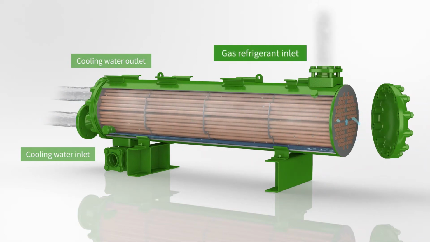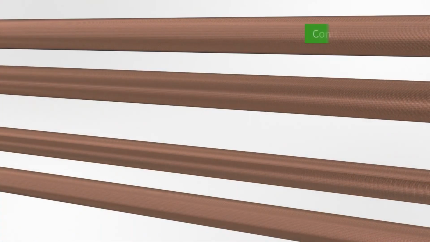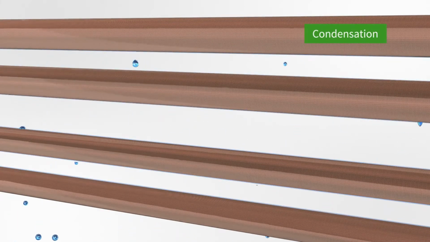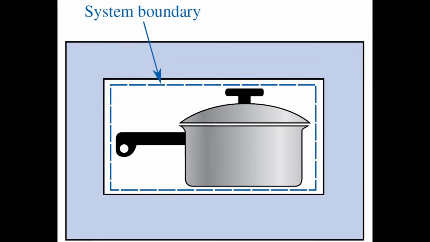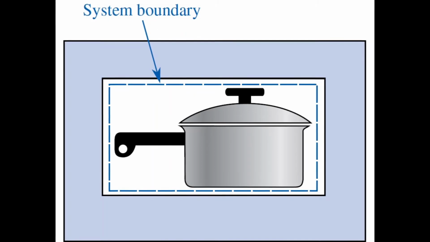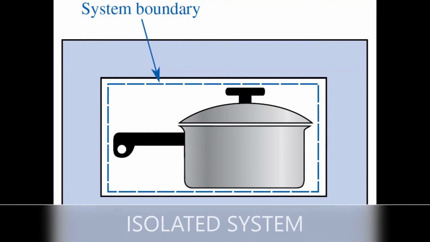A system does not have to be fixed in space. It can move, deform, and increase or decrease in size with time. Basically, there are three types of systems: isolated, closed, and open. Here you see a pan of water in a box that is insulated against mass and energy transfer, thus forming an isolated system.